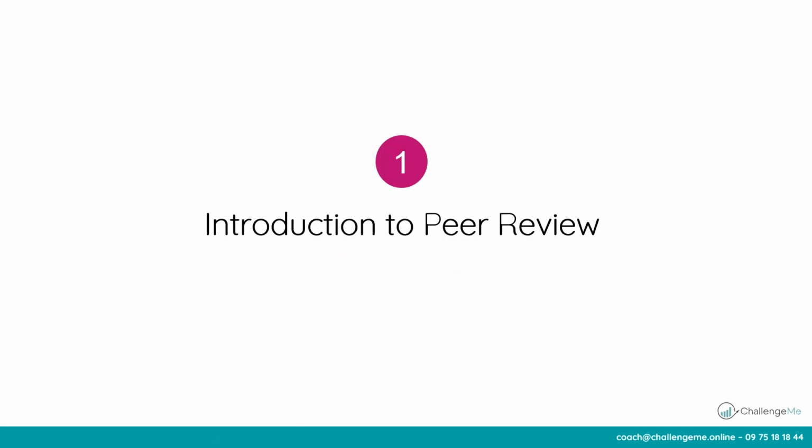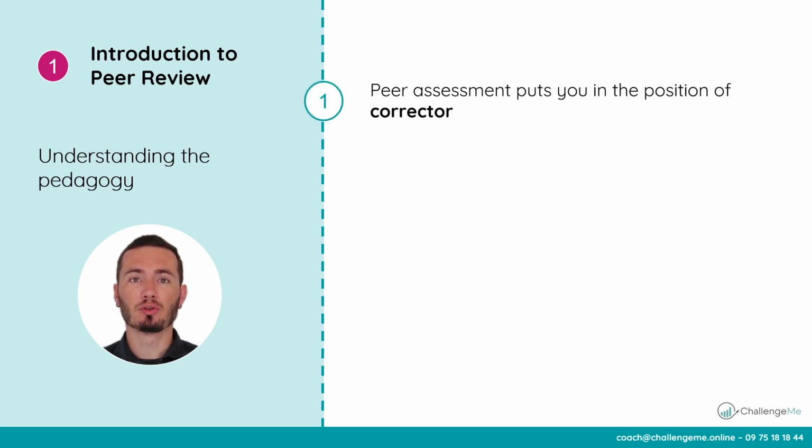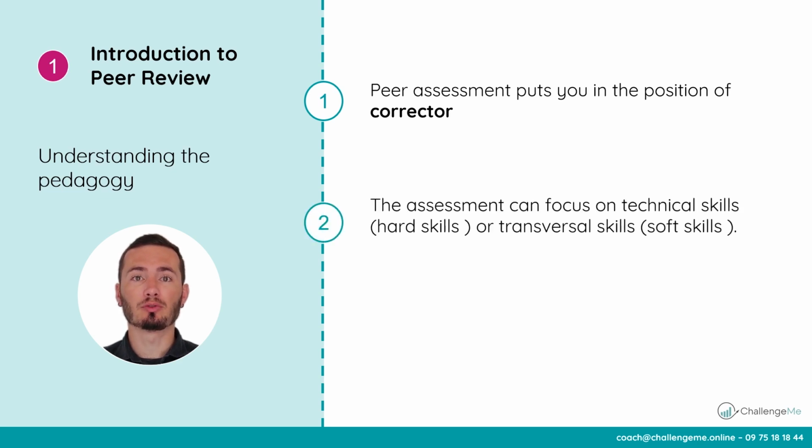What is peer review? Unlike a traditional evaluation where you are evaluated by your teachers, peer evaluation places you in the position of correctors by asking you to evaluate other students and give them constructive feedback. This assessment can focus on hard skills, where you'll be asked to evaluate the work of other students, or soft skills, where you'll be asked to evaluate the interpersonal skills of your teammates as part of a group project, for example. You will be guided by instructions and evaluation criteria defined by the teacher.